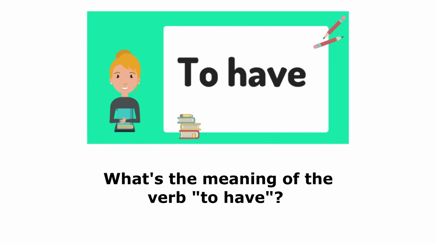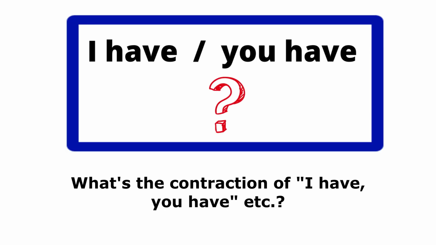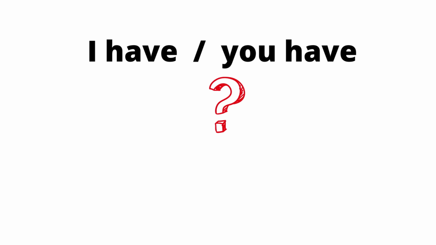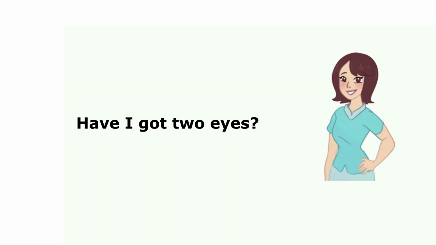What's the meaning of the verb to have? The meaning of the verb to have is... What's the contraction of I have, you have, etc.? I've, you've, etc. Got. Generally.